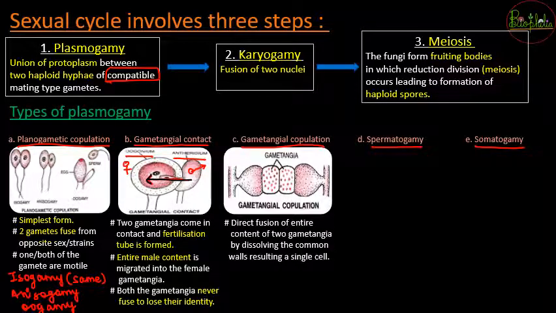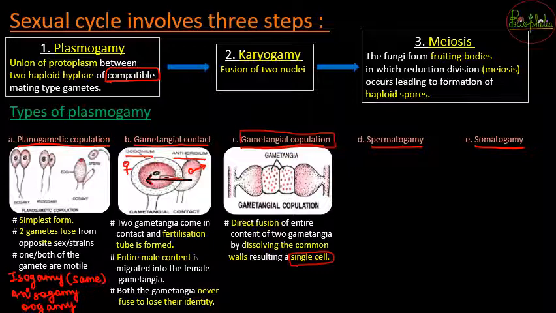Here in gametangial copulation, there is going to be direct fusion of the entire two gametangia. As soon as two strains come together, there is dissolution of the common walls, and because the common walls dissolve, the entire content gets mixed and forms a single cell. So the difference between the two: in gametangial contact identity is not lost, whereas in gametangial copulation there is formation of one single cell.